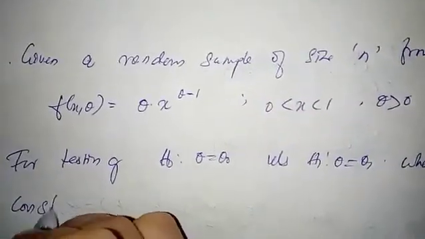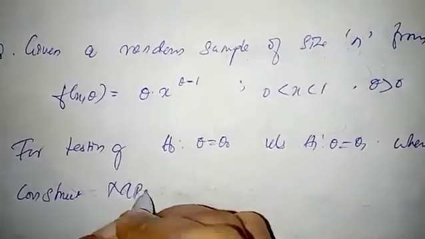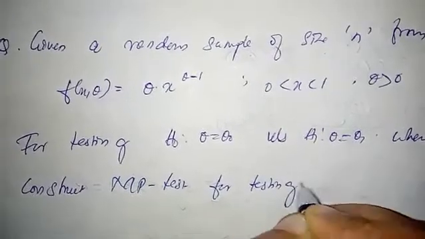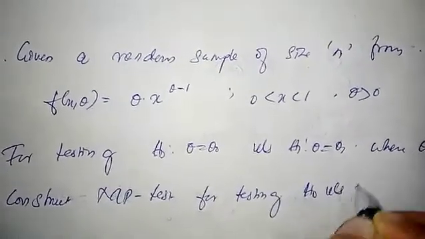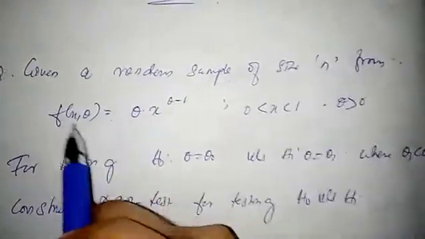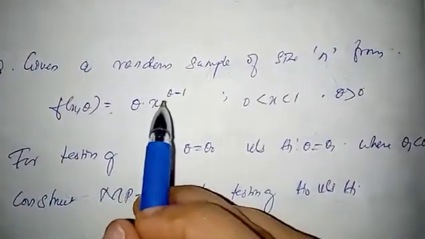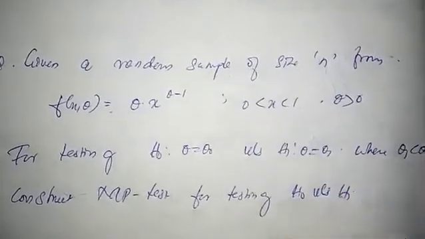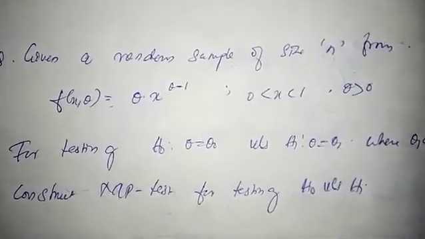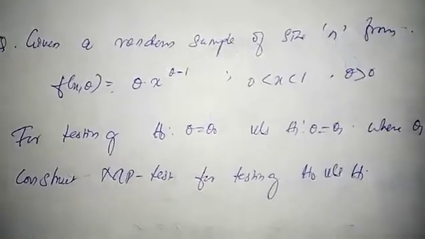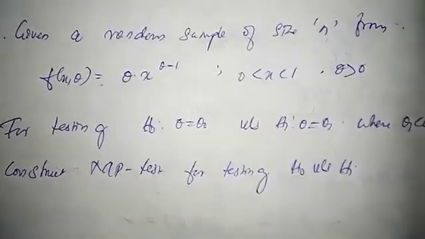Construct most powerful test for testing h naught versus h1. So this is the problem. Given a random sample of size n from a density f of x theta equals theta into x to the power theta minus 1, 0 less than x less than 1, theta greater than 0, for testing h naught theta equal to theta naught versus h1 theta equal to theta 1, where theta 1 is less than theta naught, construct the MP test for testing h naught versus h1.